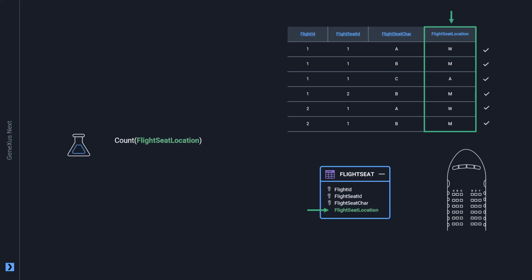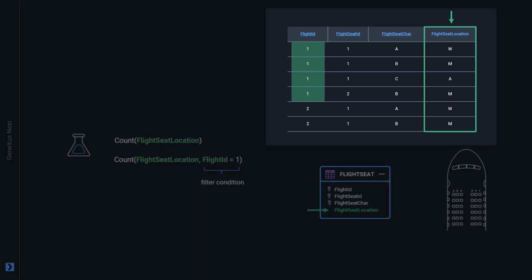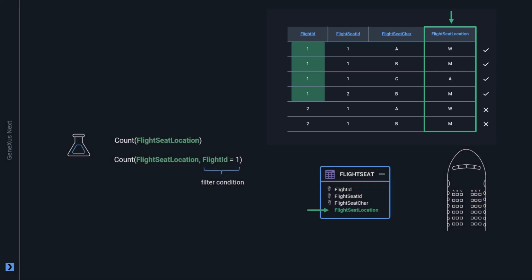Now, we wanted to count the occurrences of that attribute only if it's flight ID 1. We add the condition as the second parameter. This way, we are telling it to count only the occurrences of flight seat location that correspond to flight ID 1. In this case, it will count these 4. These other 2 will not be included in the count. Here, in the filter condition, we are using an attribute from the same table on which the aggregation is performed.